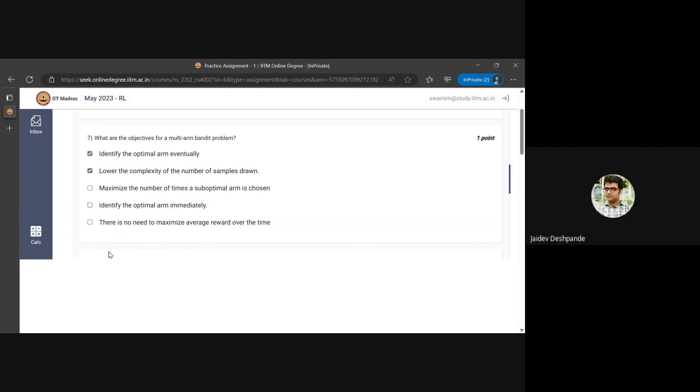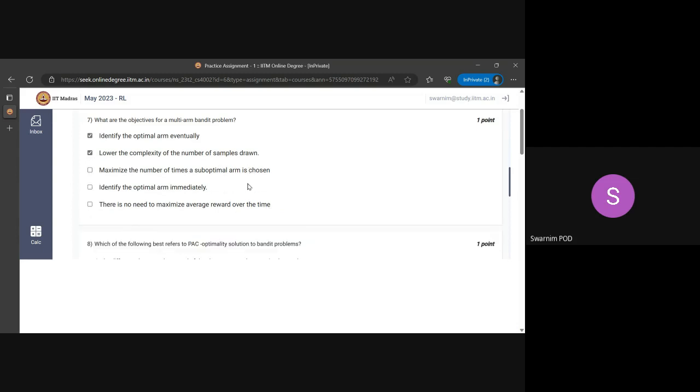But yeah, good question. Can it be posed as an objective? But exploration will be affected, right? Yes, there will be no exploration at all. Last option, there is no need to maximize the average reward over time. Then what is the purpose of doing this? Solving the problem. Absurd.